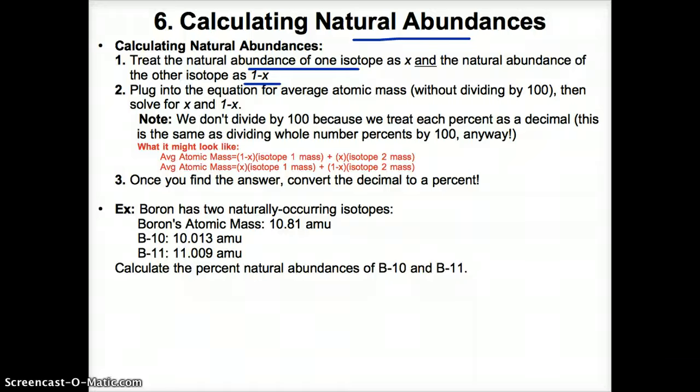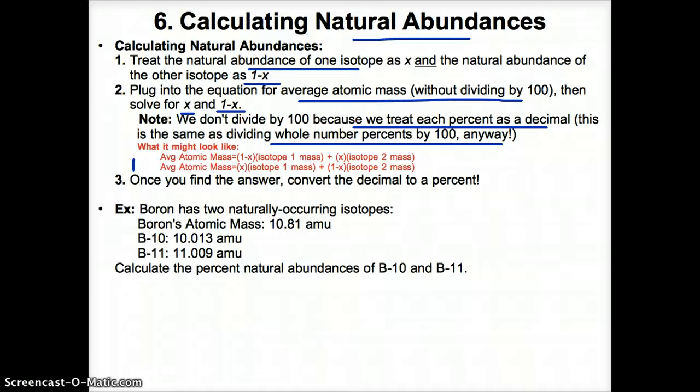All right, step 2, plug into the equation for average atomic mass, but without dividing by 100. Then solve for x and 1 minus x algebraically. By the way, here you don't divide by 100 because you treat each percent as a decimal. And this is the same as dividing whole number percents by 100% anyway.